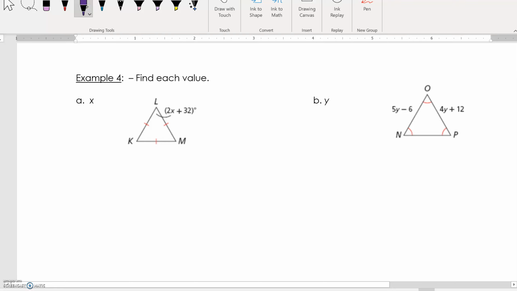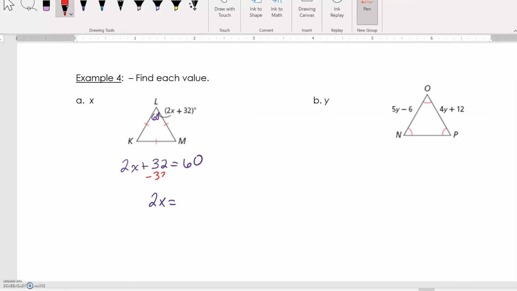Okay, more practice. We have equilateral triangles. And because it's equilateral, we know it's also equiangular, which means that this angle L is 60 degrees. So 2x plus 32 would equal 60 degrees. We would subtract 32 from both sides. We get a 0 there, and here we get 28. Divide both sides by 2, we get x is 14.